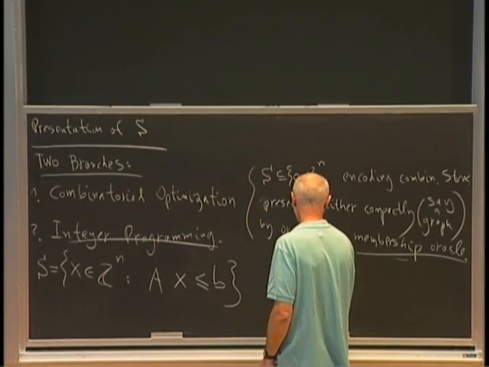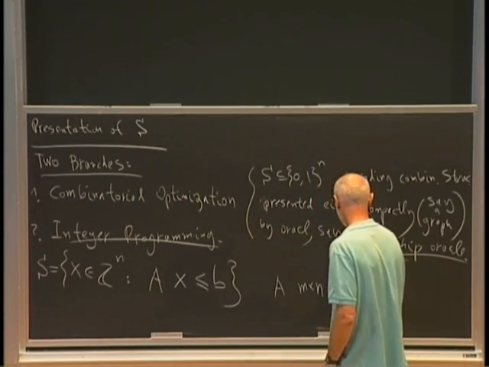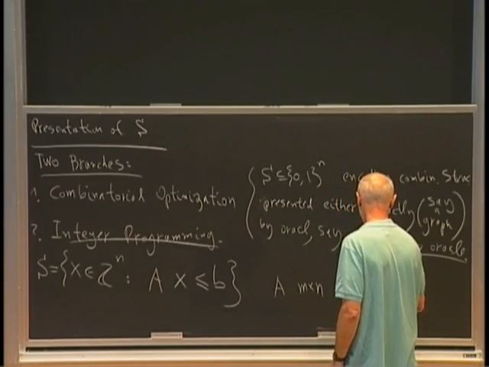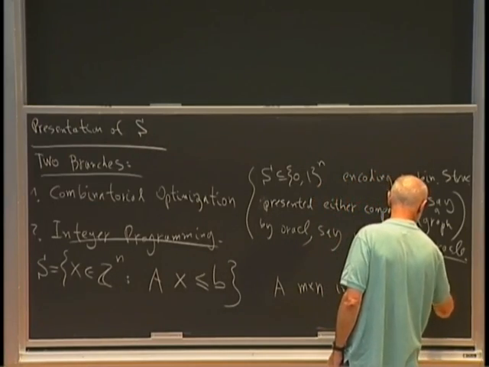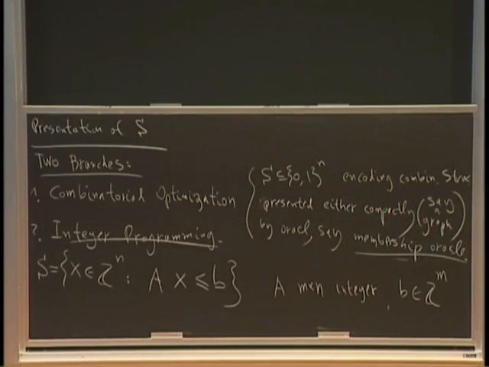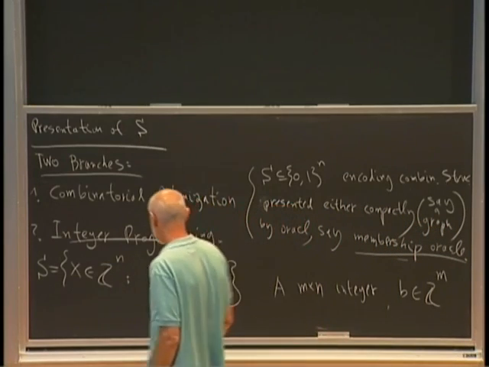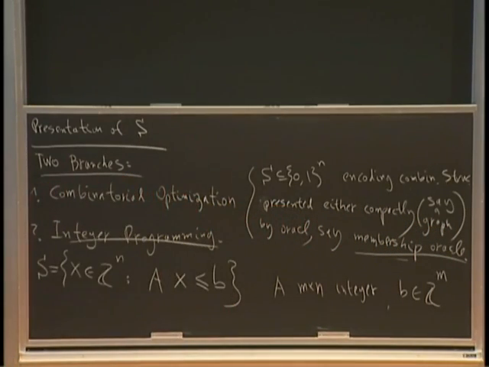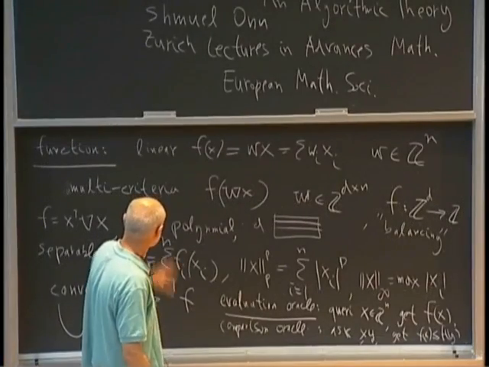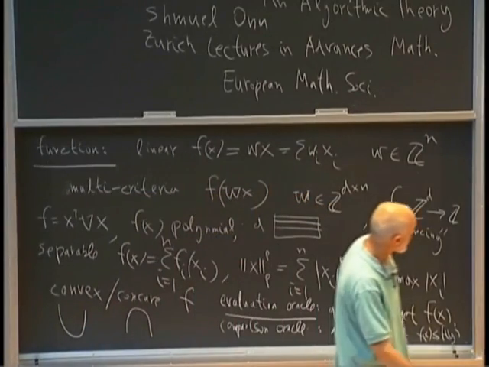Typically A is an m by n integer matrix, and B is an m-dimensional integer vector. And this is called integer programming. Now, of course, I have to tell you that we're talking about nonlinear discrete optimization, but even linear optimization is hard.